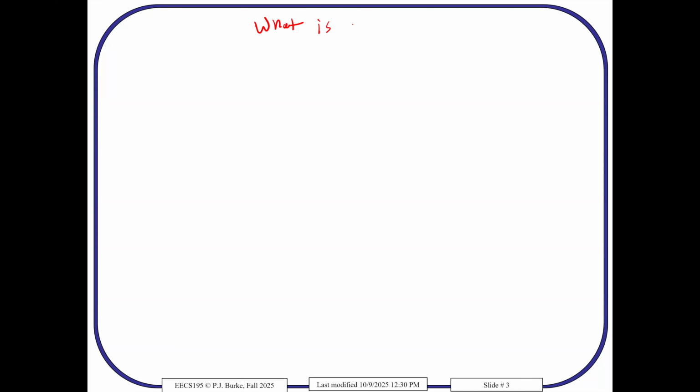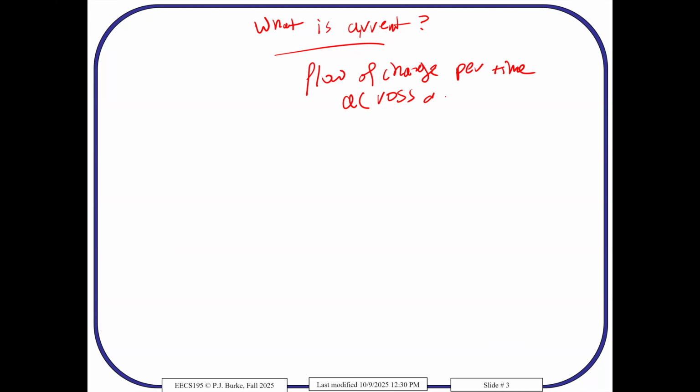So what is current? Feel free to shout it out. Flow of electrons. Technically, it's flow of charge per time across a surface that you define.